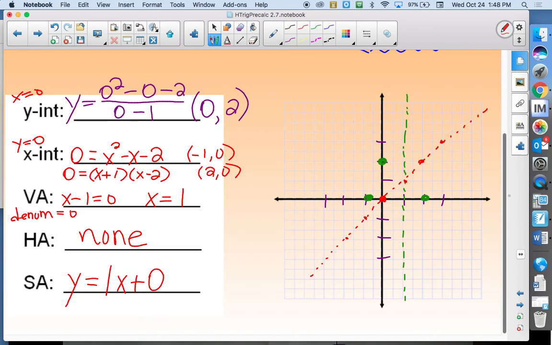But now we have this slanted line that's going to force the graph to go to infinity along that slanted line. It's kind of weird. Questions?